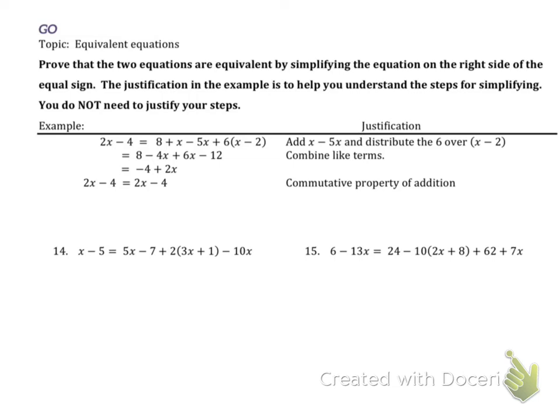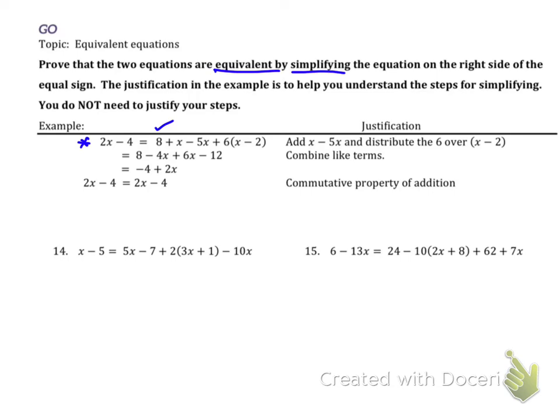So for the next part, it is proving that two equations are equivalent by simplifying the equations. You have to simplify on the right hand side. The justification in the example is to help you understand the steps of simplifying. You do not need to justify your steps. You have to simply simplify it. So what they have done, they have shown you an example, like this was a question given. They just want you to solve this right hand side, this part after the equal symbol.